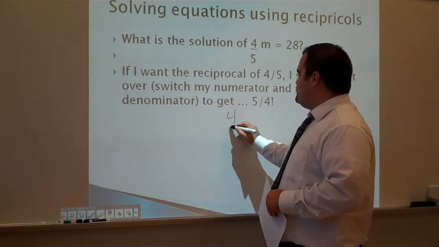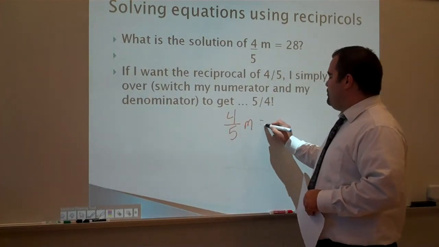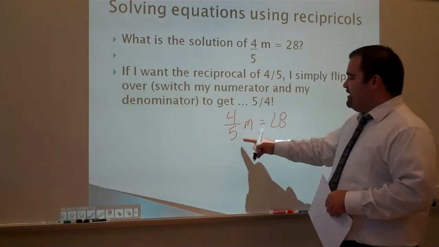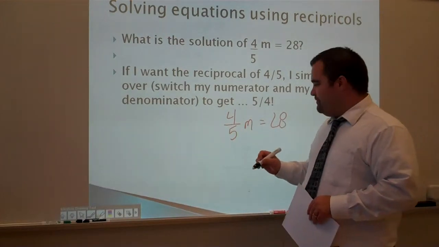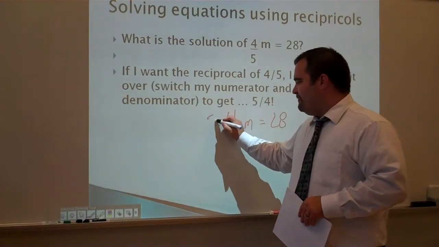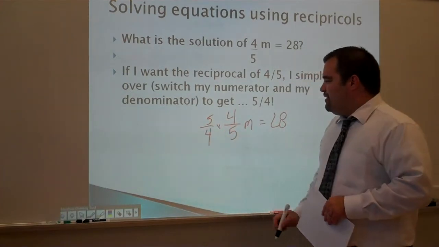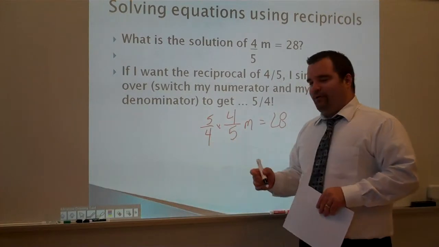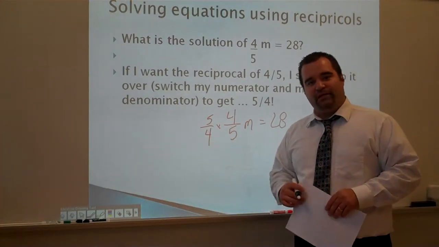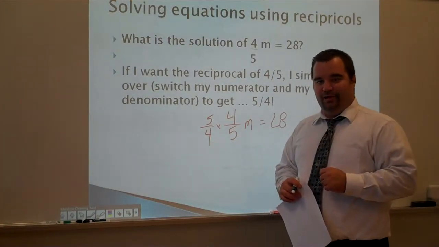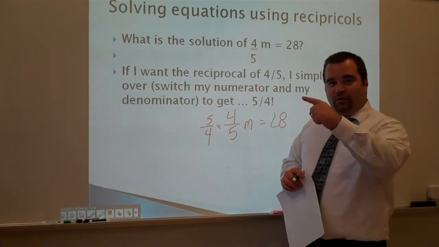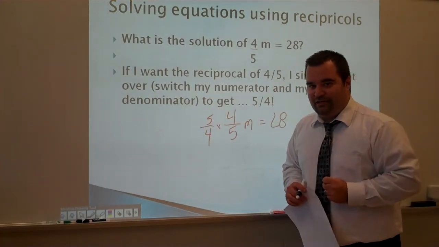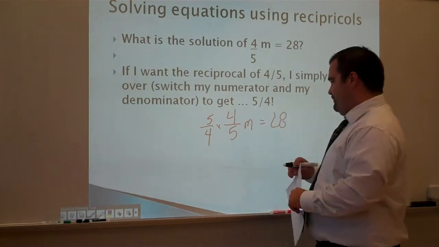So 4/5 m equals 28. To get the m by itself, I need to get rid of this 4/5. I multiply by 5/4. Because in doing so, 4 times 5 is 20, and 5 times 4 is 20. 20 over 20 is 1.